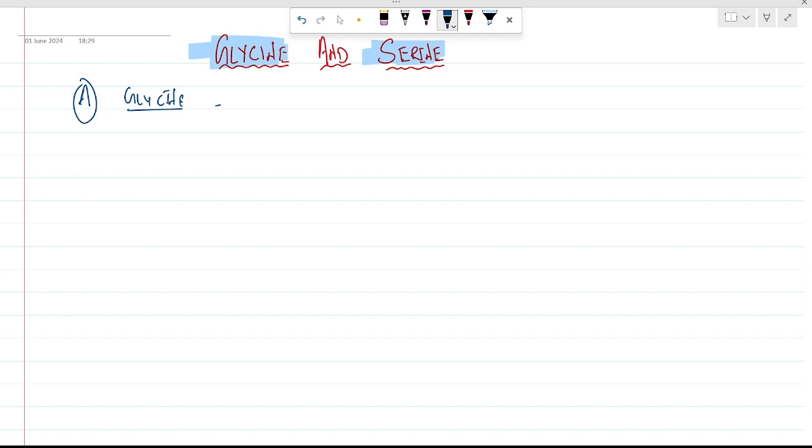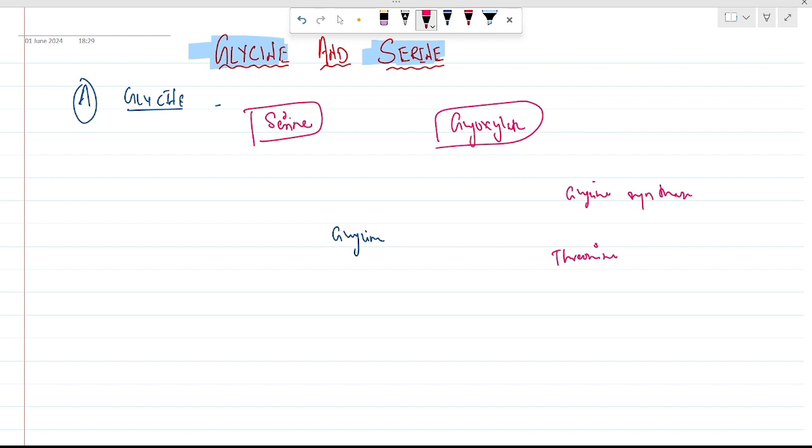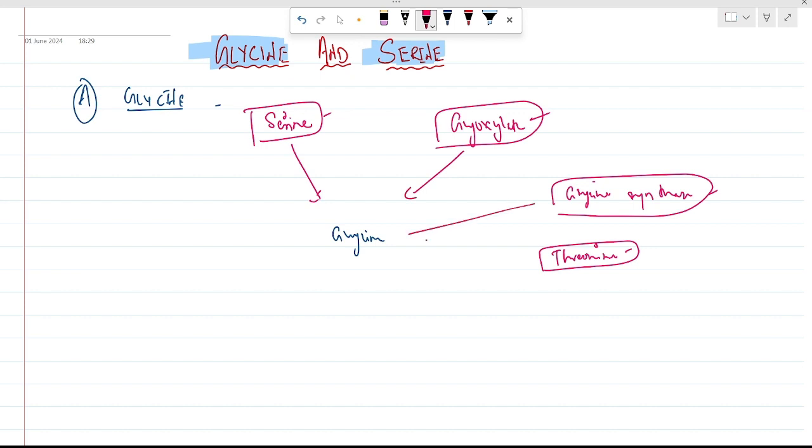Now first we'll have an overview. In the center we will have our glycine here. This glycine is formed from different components. First is our serine. From serine glycine can be formed. Also from glyoxylate. Also from glycine synthase enzyme. And also from threonine. So these are the compounds from which glycine can be formed. There are many compounds from which glycine can be formed, but the important ones are threonine, glycine synthase enzyme, glyoxylate, and serine. Glycine is in the center.